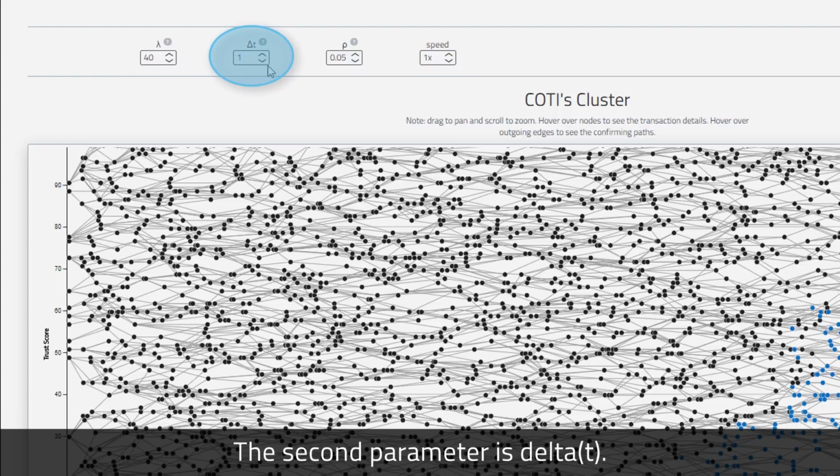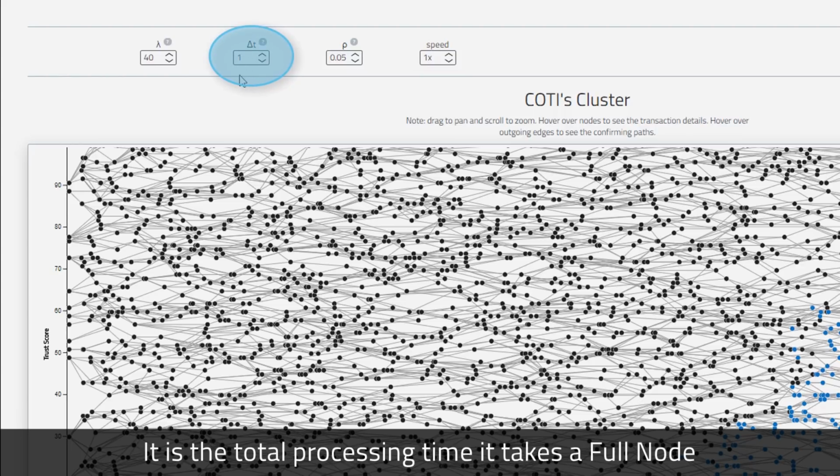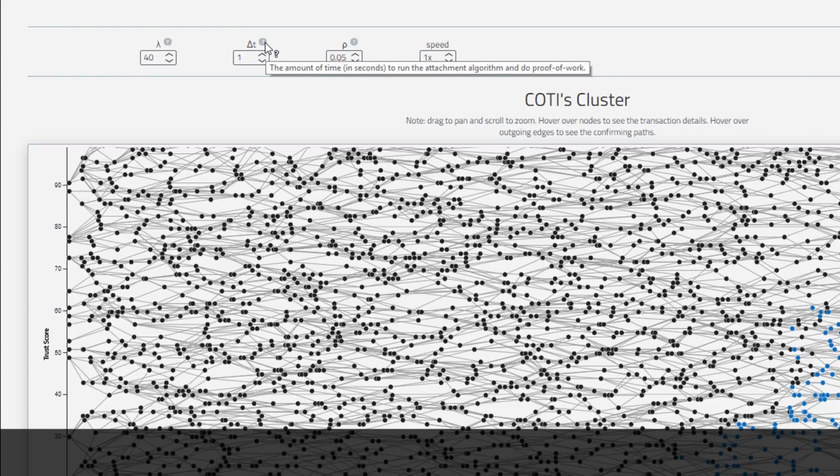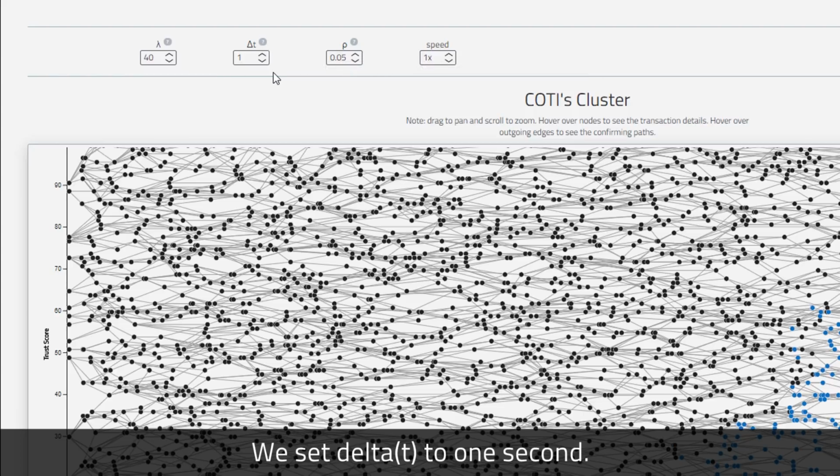The second parameter is delta t. It is the total processing time it takes a full node to run the attachment algorithm and do the proof of work. We set delta t to 1 second.